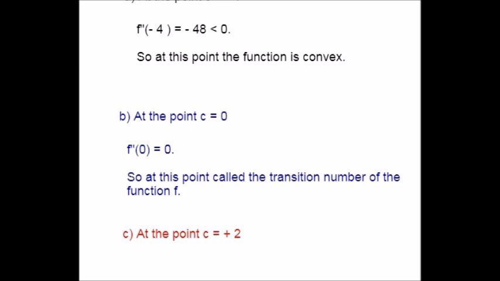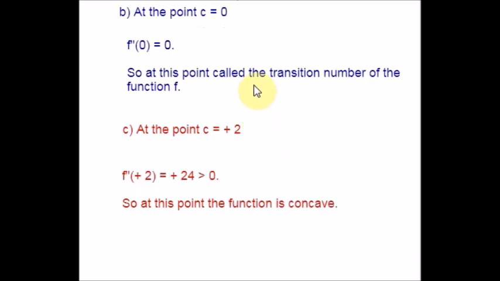So if the second derivative of the function is greater than 0, then we say that the function is concave upward at that point. Hope you are clear with this example. We have taken 3 points to check the concavity of the function. To find the concavity of any function, we need to find the second derivative.